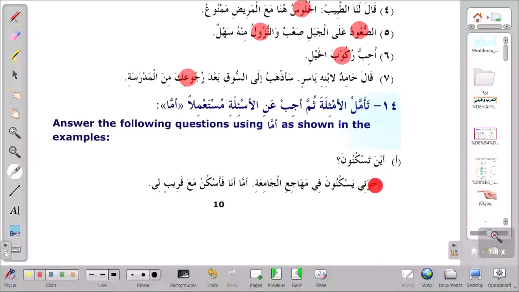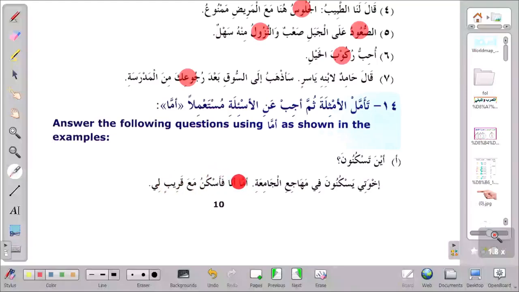Then he answers by saying "ihwati yaskununa fi mahaji al-jami'ati." Ihwati, my brothers, yaskununa, they are staying fi mahaji al-jami'ati. Mahaji is a plural of what? Mahja'un, a hostel. Okay, a hostel. Mahaji, the hostels. Fi mahaji al-jami'a, in the hostels of the university. "Amma ana fa askunu ma'a qaribin li."